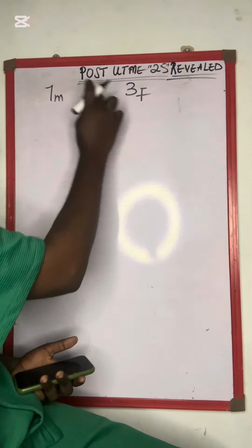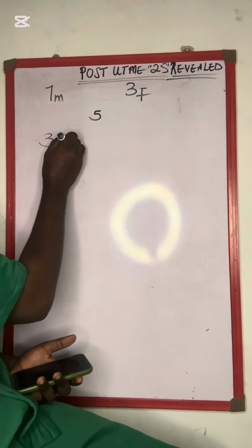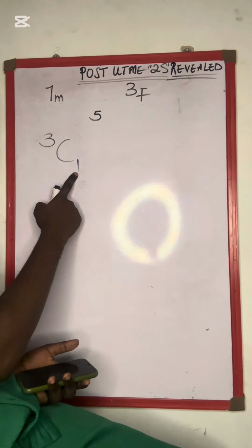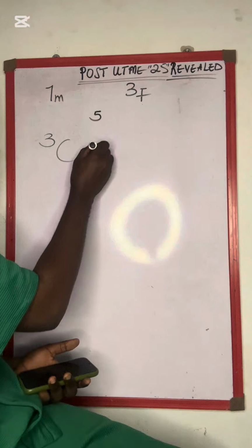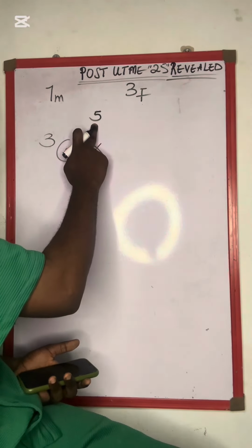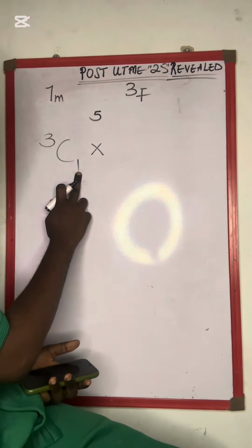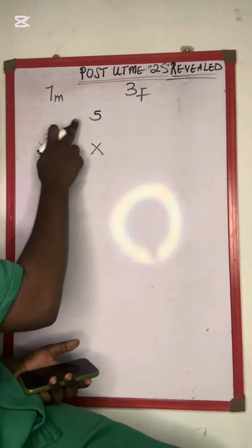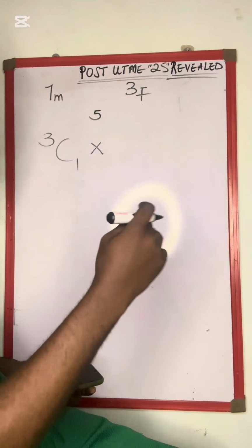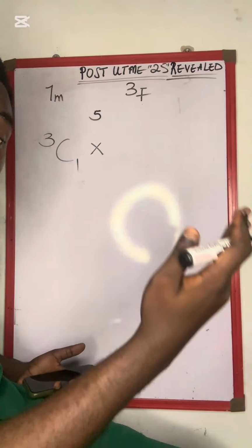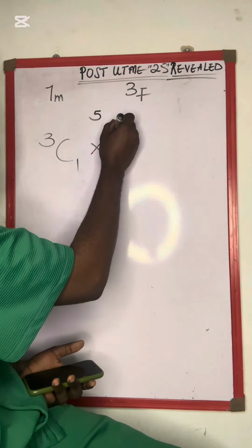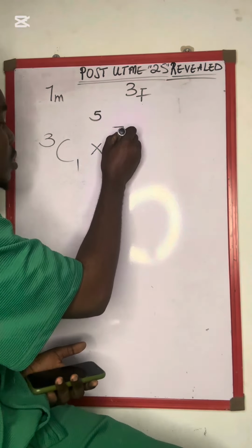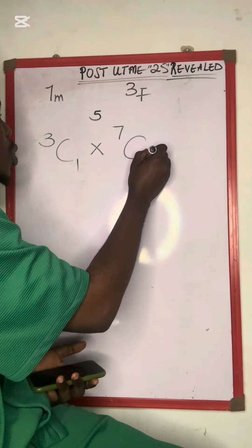Therefore, from the 3 females I am allowed to choose only 1. Meaning from the 5 I need, I have 4 remaining. I have picked one woman from the 3 women, and I need 5 persons, so remaining 4. Therefore, these 4 will come from the what? The males. So I'm going to multiply by, from the 7 males, I'm going to pick just 4.